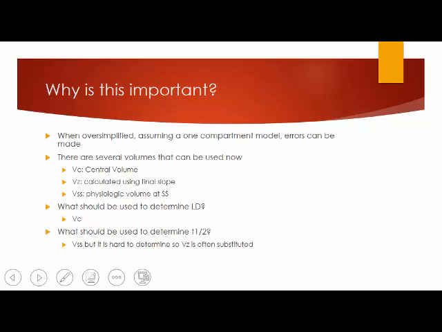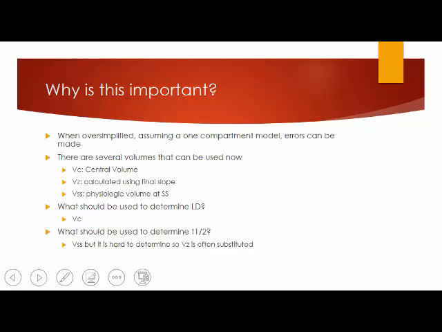Like I said, we almost always use one-compartment models because, as you'll see, the calculations get pretty crazy with two-compartment or three-compartment or however many compartment models we need to describe the data. We almost always use one compartment. But the reason that sometimes we can't is if the data is oversimplified as a one compartment model, errors can be made because you can overdose people because volumes are incorrect.